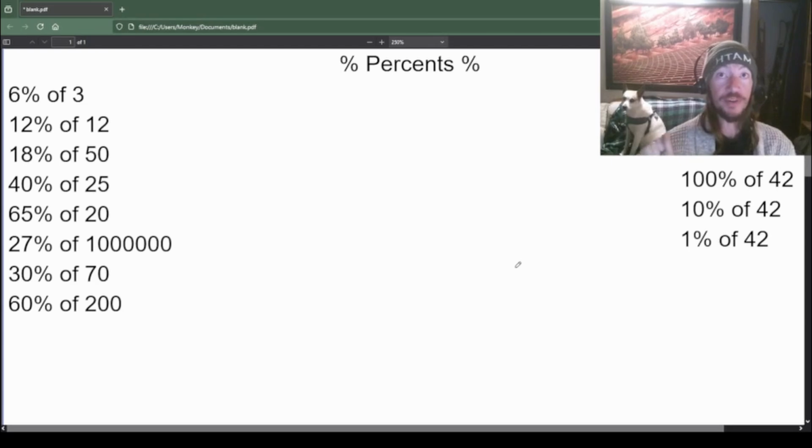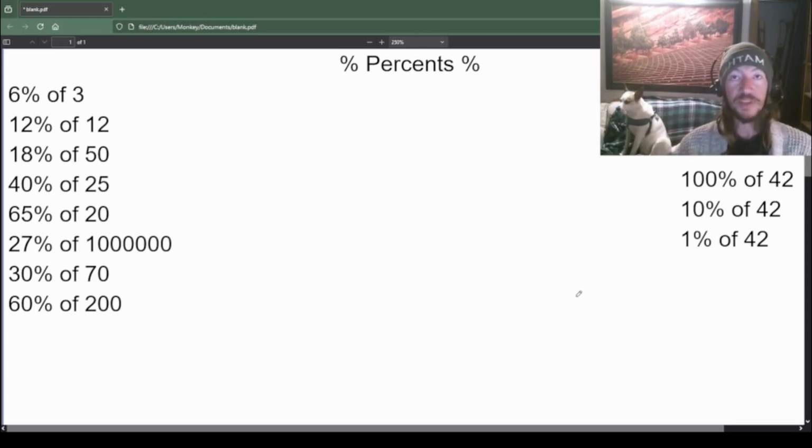Today I want to talk about percentages. I want to break down what they mean mathematically, and I want to show you some tips and tricks on how to solve them a little faster. And we'll put those tricks to use solving these 8 problems over here that at first glance might not be all that obvious on how we do it.